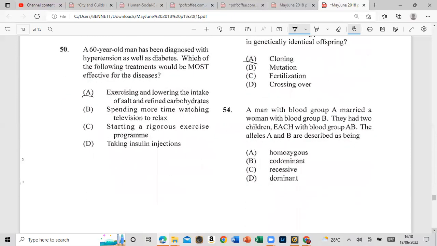54. A man with blood group A married a woman with blood group B. They have two children, each with blood group AB. The alleles A and B are described as being homozygous, codominant, recessive, or dominant. All right, so number 54 is B, codominant.